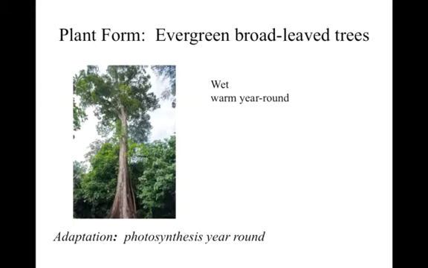At the opposite end of the spectrum, we have evergreen broadleaf trees. These live in wet environments that are always warm year-round. And again, these are evergreen, broad-leaved trees, and so they photosynthesize year-round. That means they have to be in an environment where photosynthesis is possible year-round, so it's warm and sort of wet, with good conditions all the time.